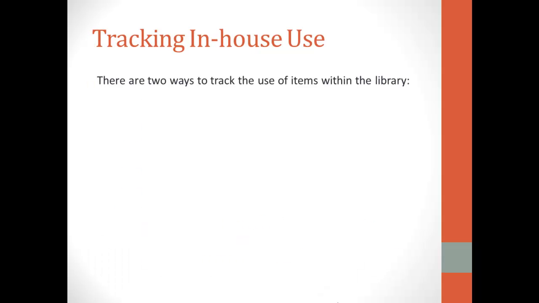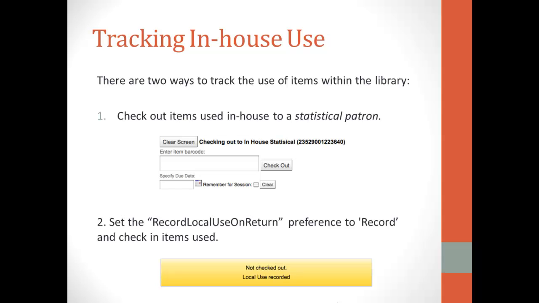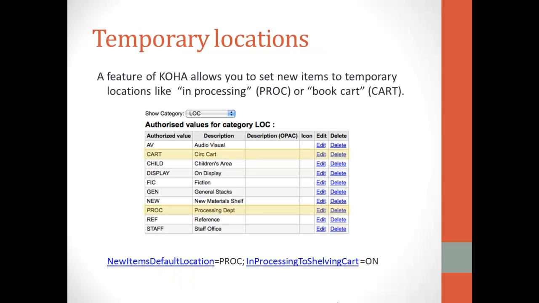There are two ways to track the use of items within a library. The first is to check out items used in-house to a statistical patron. Or you can set the Record Local Use on Return preference to record and check in items used. A feature of Koha allows you to set new items to temporary locations such as In Processing or Book Cart.